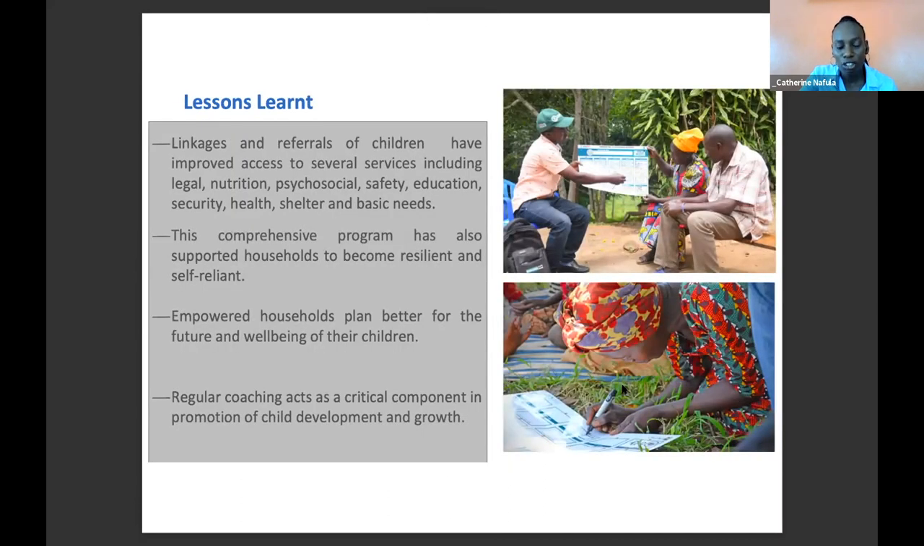These are some of the lessons learned. The comprehensive program has supported households to become resilient and self-reliant. We believe as an activity that regular coaching acts as a critical component in the promotion of child development. The fact that the coaches or the social workers interact on a regular basis with these participants and become part of them, at the end of the day, you find that their mindsets are changed, the behavior aspect is being addressed as well. Then at the end of the day, they become resilient.